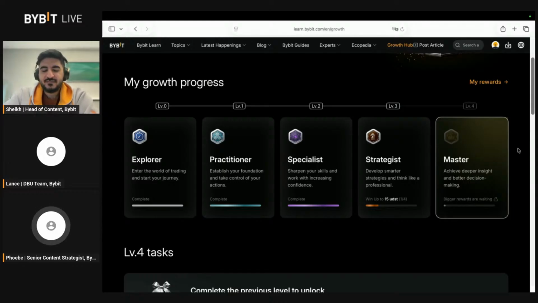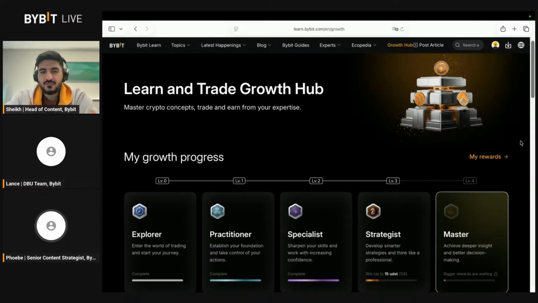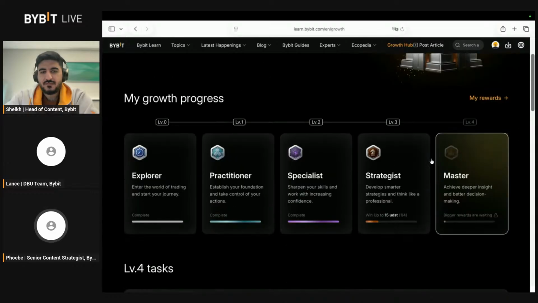Whether you have never traded before, or you have already been on Bybit for years, there is a level in Growth Hub built for where you are right now. For new users, again, you can get up to 80 USDT, and for existing users, you can get 40 USDT. And after you finish all the levels and come to the last level, you can still get more on our platform.